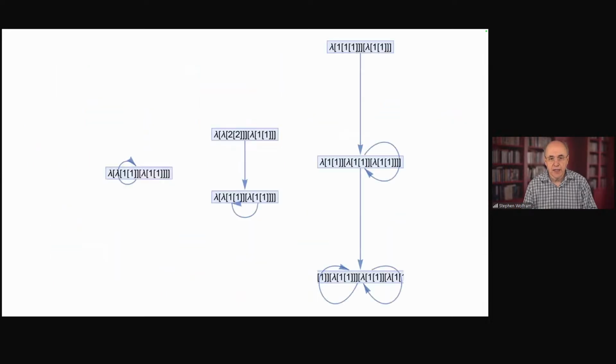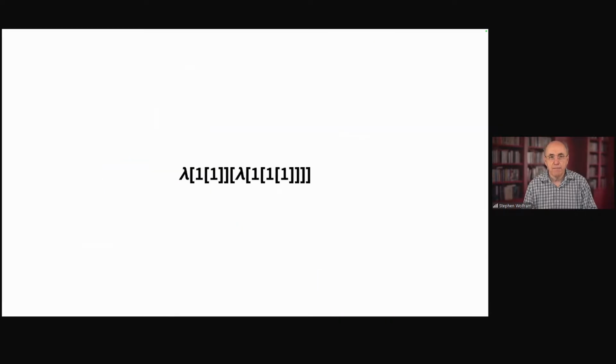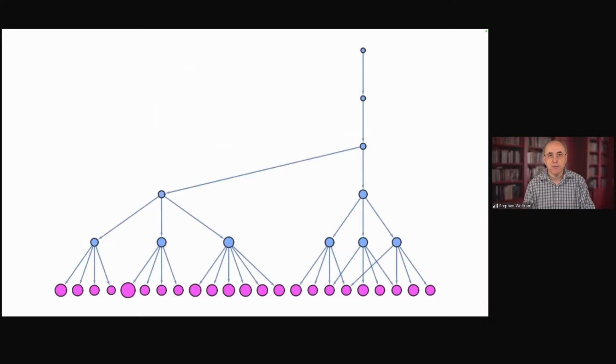But then there are cases that loop, like these ones here. And finally, there's this little creature here, where something new happens. The multi-way graph has many distinct branches. So after 5 steps, the multi-way graph looks like this, where the size of each node indicates the size of the lambda it corresponds to, and the pink nodes indicate lambdas that can be further beta reduced.